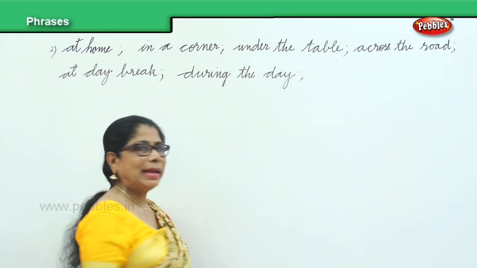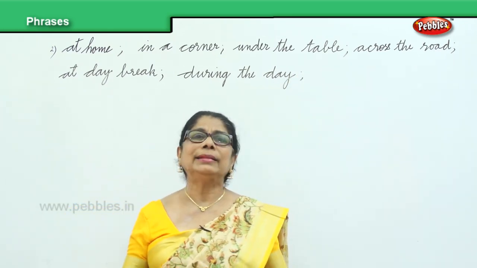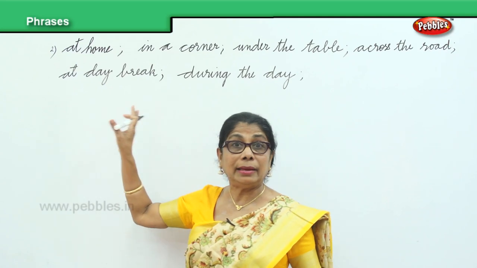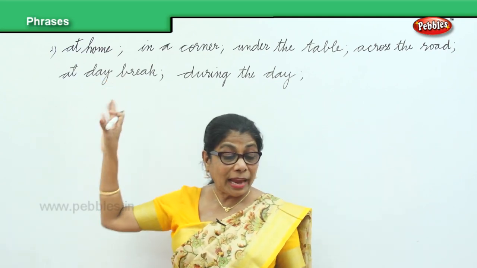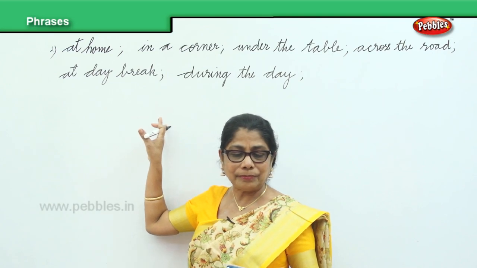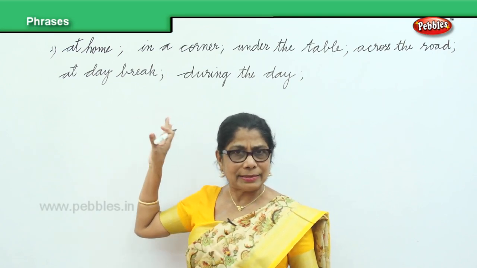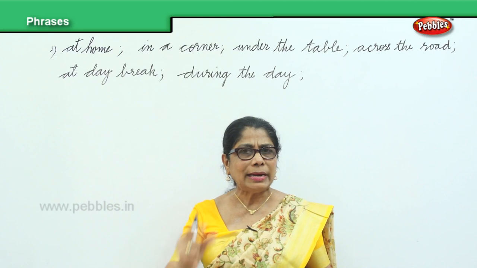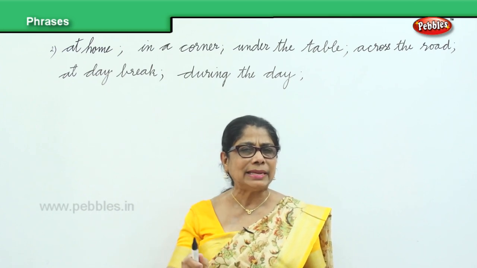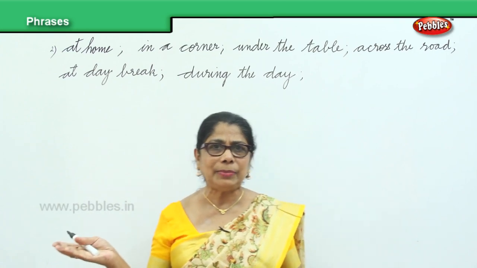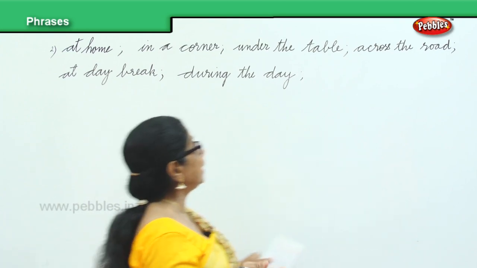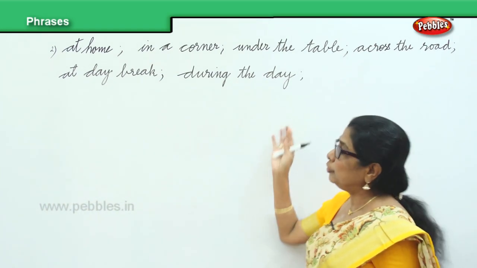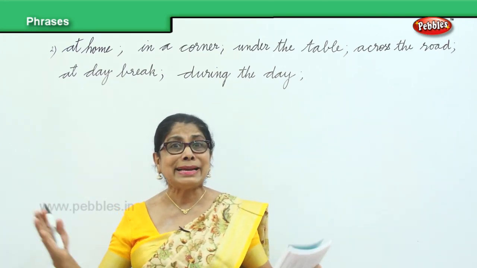Now, as I told you, a sentence is a group of words that make sense. But here you also have groups of words: at daybreak, in the corner, at home. It makes a little bit of sense, but not a complete sense. We are talking about a sentence that makes a complete sense. It's only a group of words that says something. When I say across the road, it means something there. When I say at daybreak, during the day, it doesn't make complete sense.